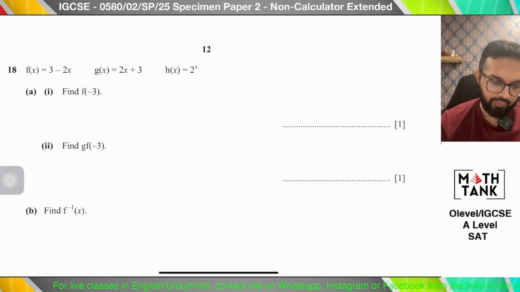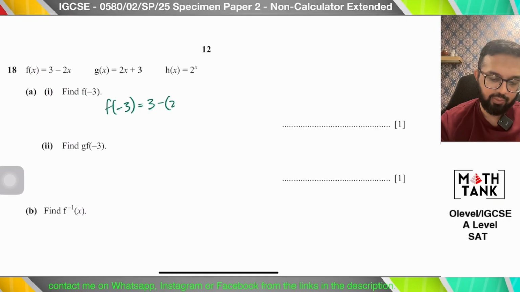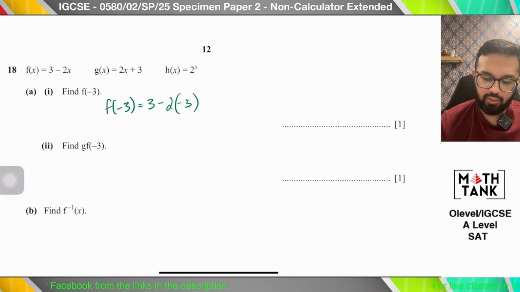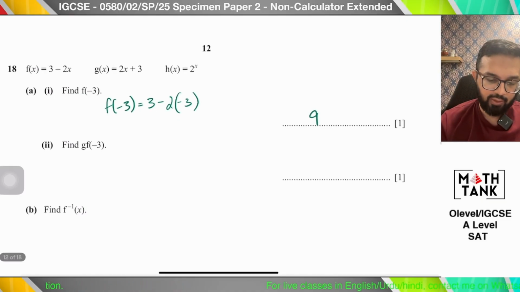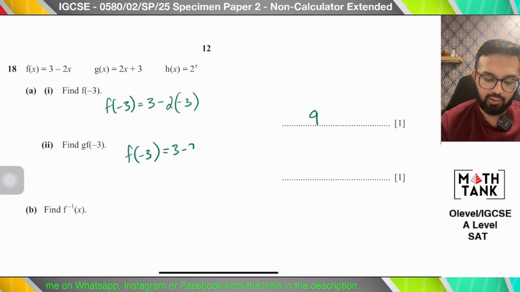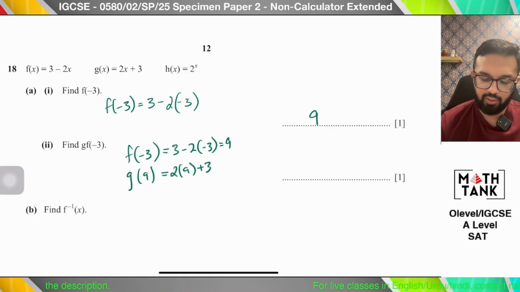Then we have functions. I think that's simple. F of minus 3 is simply 3 times 3 minus 2 times minus 3. Gives me 3 plus 6, which is 9. GF of minus 3. So first you calculate, you can do it both ways. You can go with GF of x, or you can just say what I'm going to calculate is f of minus 3. I've already found that, which is 9. So what is g of 9 then? 2 times 9 plus 3 gives me 21.